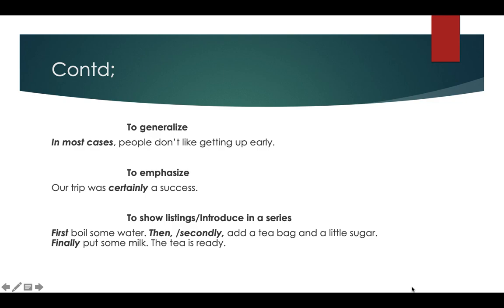Last one is to show listings introduced in a series. First boil some water, then secondly add a tea bag and a little sugar, finally put some milk, the tea is ready. This is using transitional words to show listings or to show a sequence.